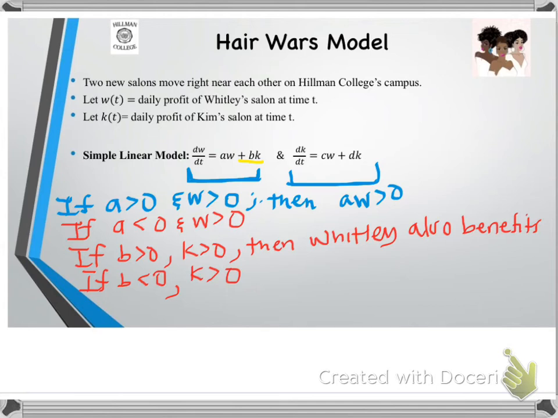Well, it could mean that. So Whitley, the rate of change, now this is affecting Whitley negatively, right? She's not profiting off of Kim's profits. So this could mean that Kim could be stealing customers from Whitley. Okay. All right. And so the similar interpretation for dk over dt. I hope that made sense.